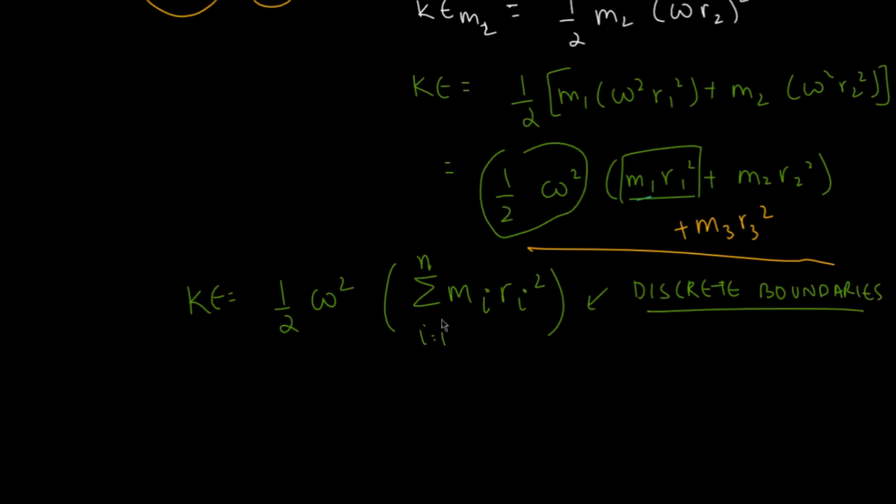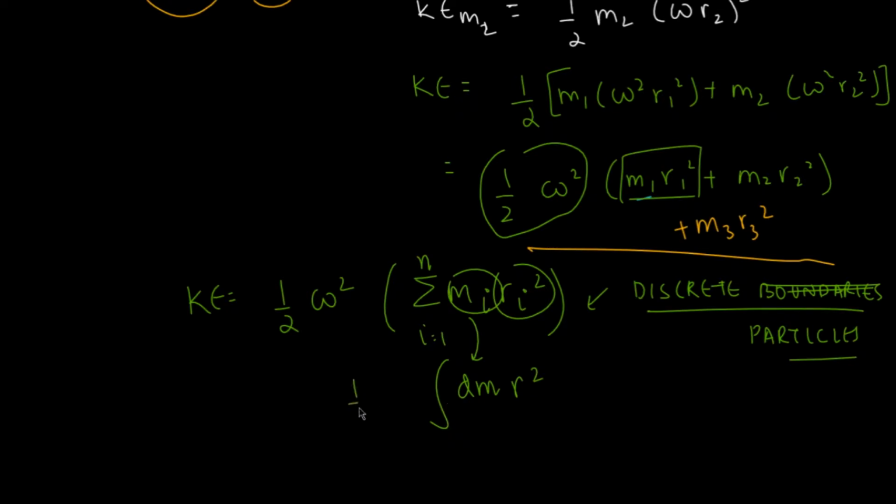Let me just write discrete particles. And if you had a continuous body, then these mi's are replaced by dm's, and since you are doing a summation over infinitely many things, you take an integral, and then this r squared just remains the same, but now this is the r squared of that body. So the integral of dm r squared times half omega squared, this is the kinetic energy of a rotating body.